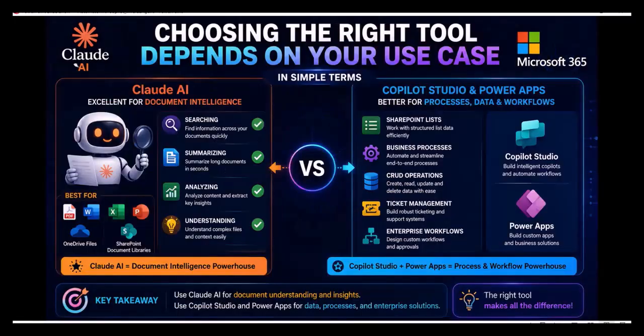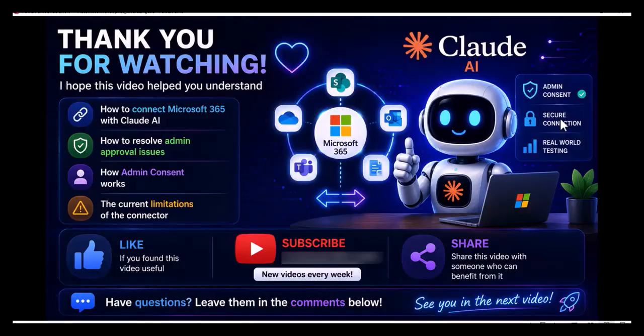And let's discuss Claude versus Copilot Studio. In simple terms, Claude AI is extremely good for document intelligence, for searching, summarizing, analyzing and understanding files. But for SharePoint lists, business processes, CRUD operations, ticket management systems, and enterprise workflows, Copilot Studio and Power Automate are the best choice. Choose the right tool depending on your use case. I hope this video helps you understand how to connect Microsoft 365 with Claude AI, how to resolve the admin approval issue, and the limitations of the connector.